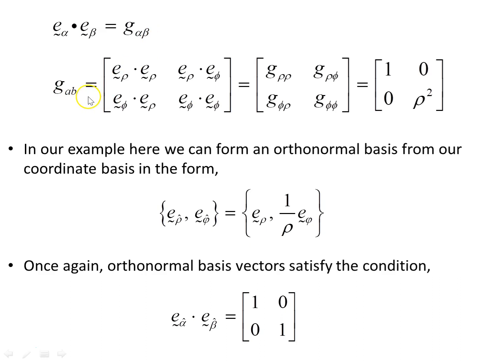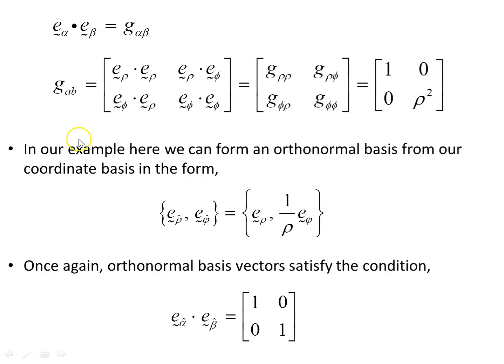So for plane polar coordinates, here's how we find our metric: g_rho rho, g_phi phi, and then these two off-diagonal terms will be 0, because the scalar product of e_phi and e_rho will be 0. They're orthogonal to each other, so the off-diagonal terms drop out. But g_rho rho is 1, as we just found, and g_phi phi is rho squared.